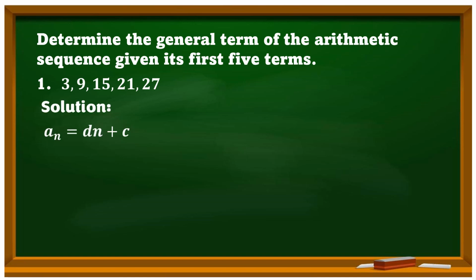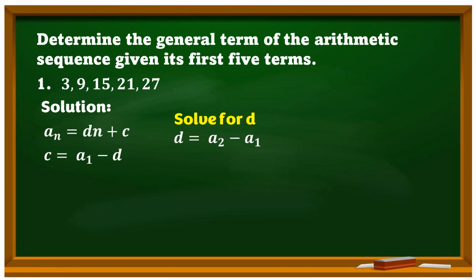So the formula in finding the general term of an arithmetic sequence is a sub n is equal to dn plus c, wherein c is equal to a sub 1 minus d. So first, we're going to solve for the common difference, which is d.